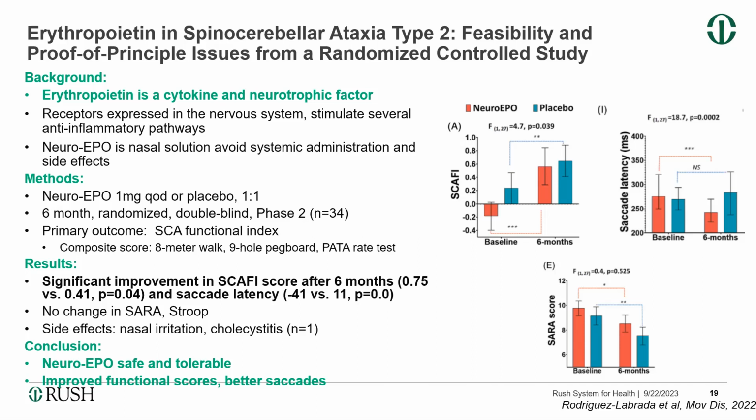There are several studies going on looking at targeted treatments for these various spinocerebellar ataxias. I think this one is a nice one looking at erythropoietin that's been looked at several times in SCA2. It does look like we are seeing improvements in the SCA functional scale with erythropoietin. And what they're trying to do is give it in a way that is easier for patients. So this particular study is looking at a nasal solution.